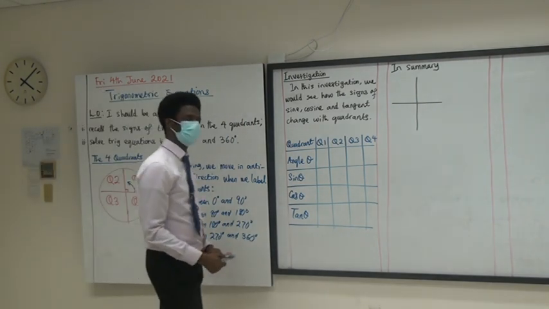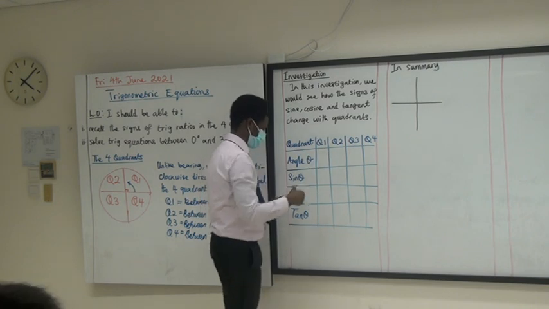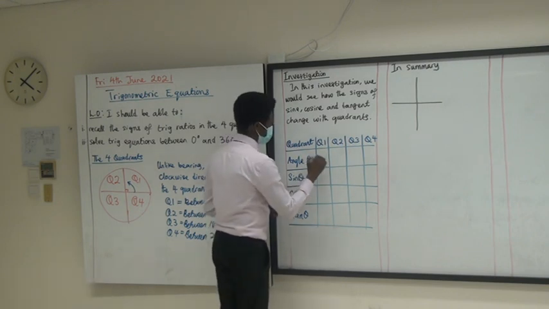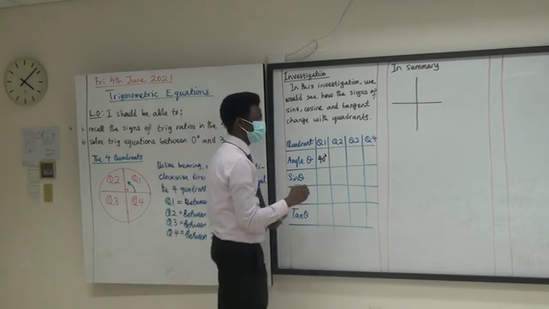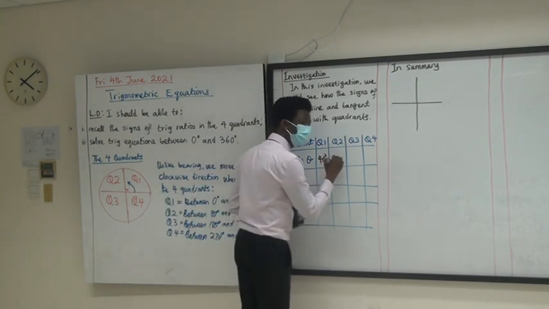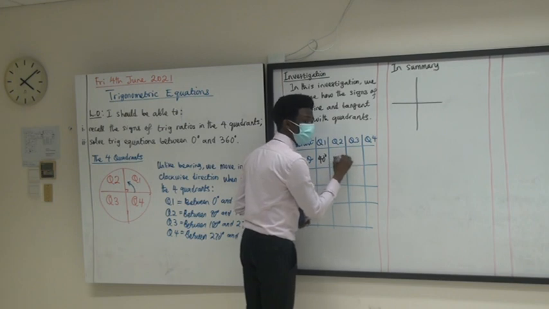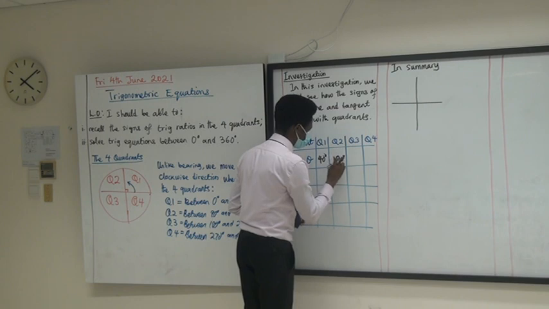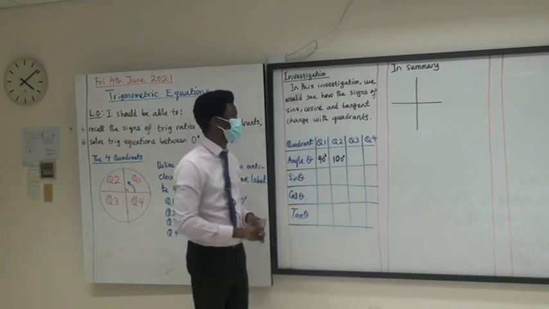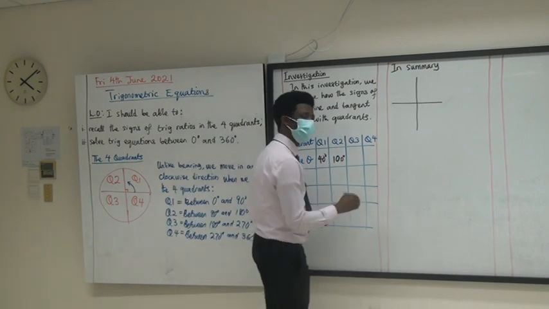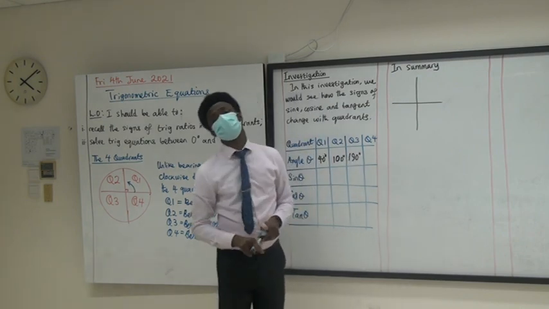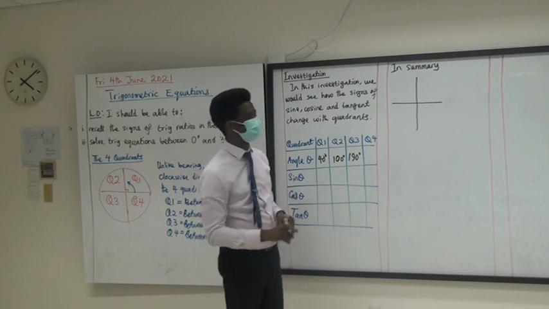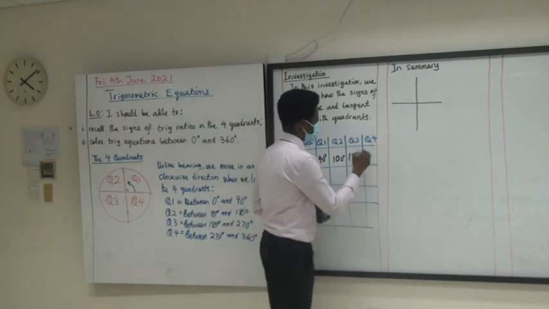Let's start with Oscar. Give us an angle in quadrant 1. 40 degrees. Jenny, give us an angle in quadrant 2. 120. Did you say 120? 100. Okay, please speak louder, Miss Jenny. Isaac, give us an angle in quadrant 3. 190. Yes, Miss Meg, give us an angle in quadrant 4. 300.